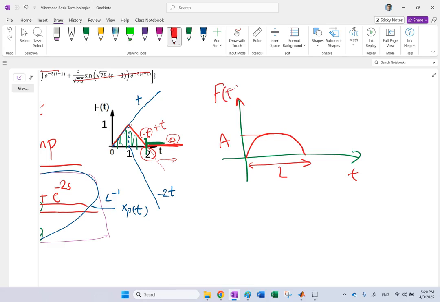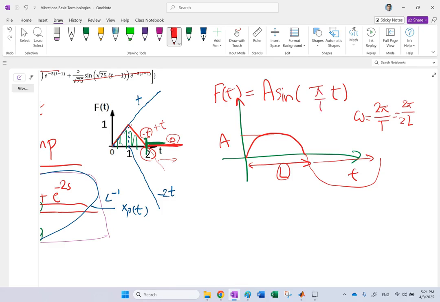If this is f of t, what can I say about this f of t? Well, if it was a full sine wave like this, you can write it as A times what? Sine of omega t. Omega is what? Omega is 2 pi over T. In this case, T is 2 times L, correct? So for T, I write 2L. Therefore, it's going to be pi over L. So that's my function, correct?